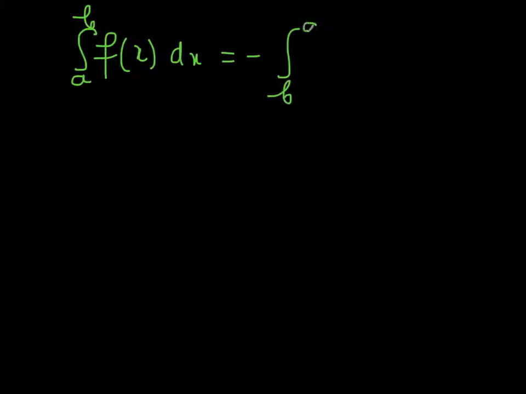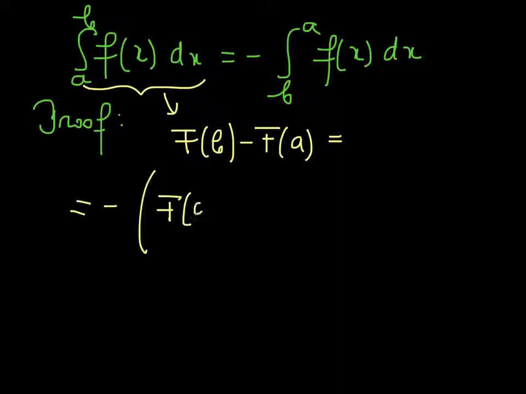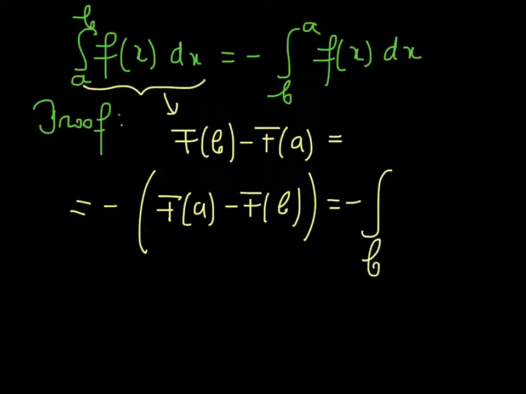Another property of the definite integrals is integral from a to b of f of x dx is negative integral from b to a of f of x dx. Proof. The left-hand side is F of b minus F of a, which is the same as minus, F of a minus F of b, which is minus integral from b to a of f of x dx. So that's how I can swap the limits of integration.